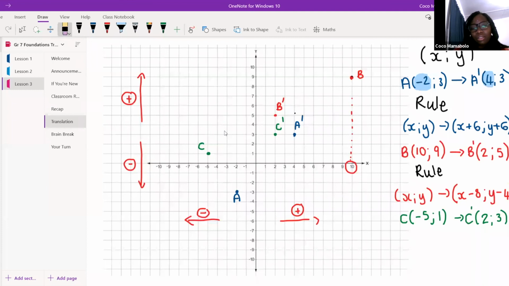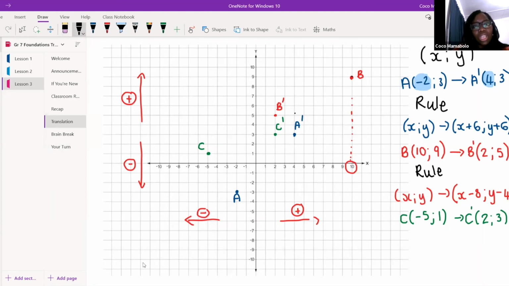All right, Melissa, do you want to try this one with me? I don't know, ma'am. That's okay. We're going to do it together. Okay, so I'm here at C, right, Melissa? I'm at C, and I want to move to C prime. Do I need to move to my right or to my left? You need to move to your right.